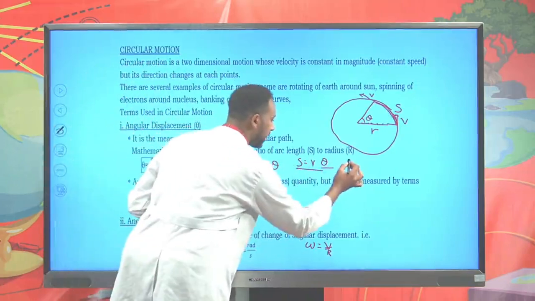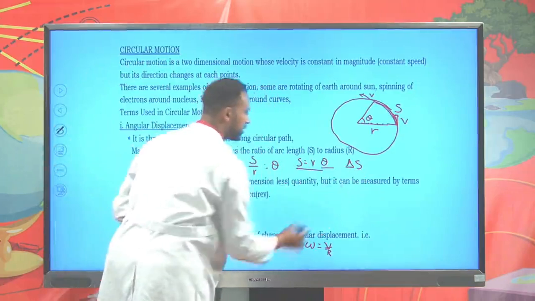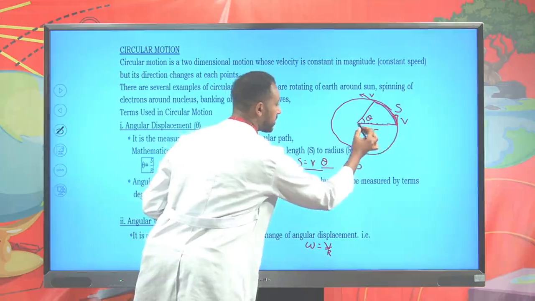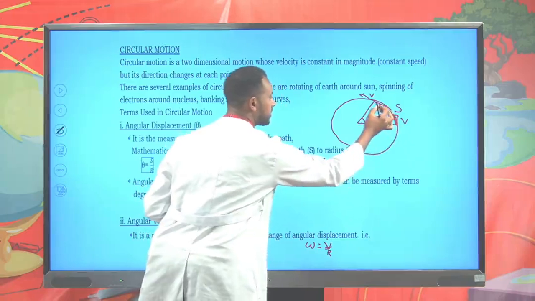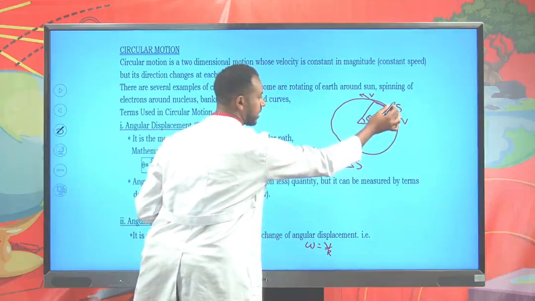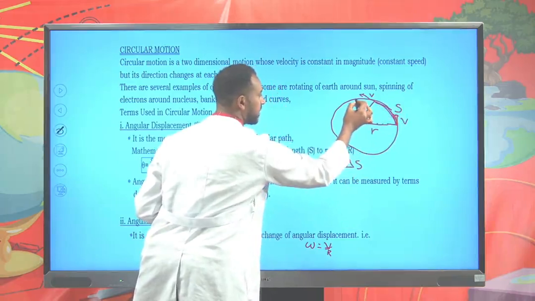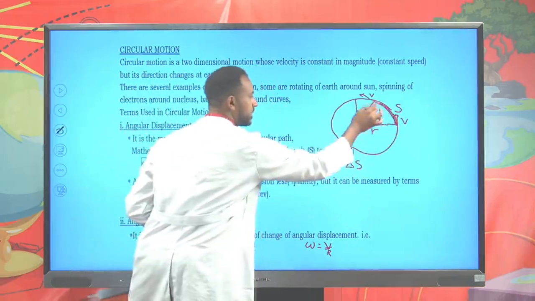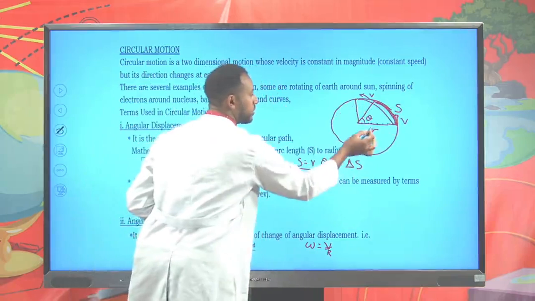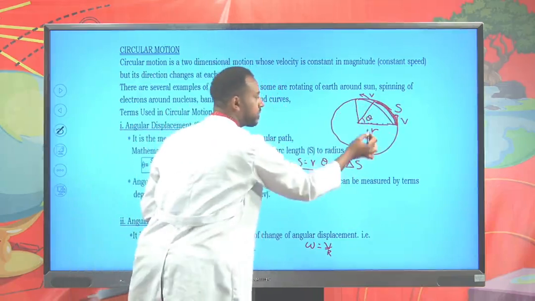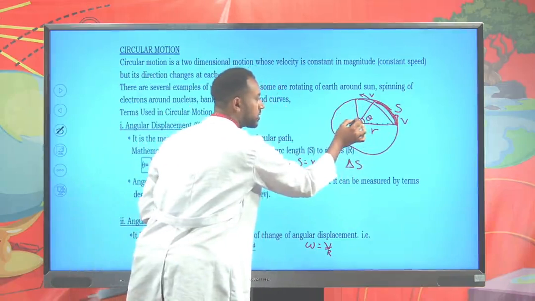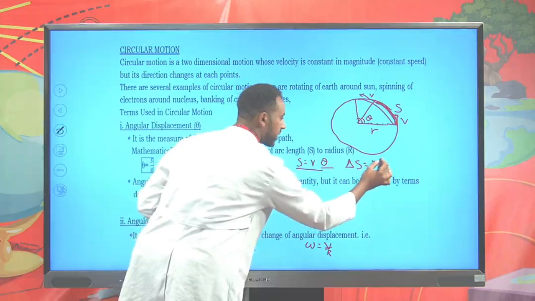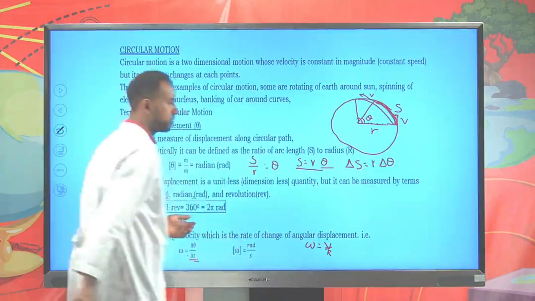Whenever there is a change in the arc length, or whenever there is a change in the linear displacement, the radius remains constant. For example, the particle moves from this to this, there will be an arc length s, or linear displacement s. If the particle reaches here, there will be a change of s. Whenever there is a change of s, the radius remains constant, but the only change is in its angular displacement. So you can put it as r times the change in angular displacement.